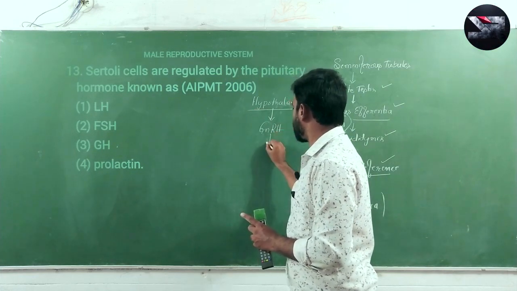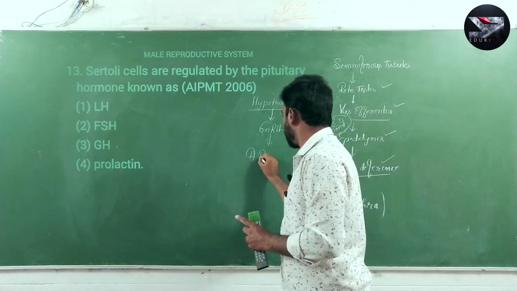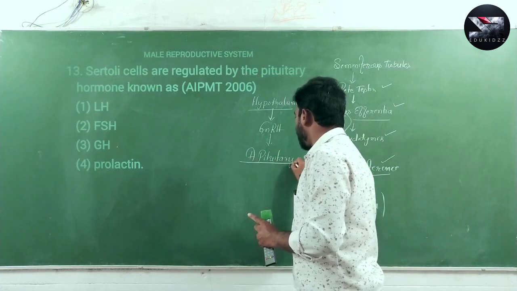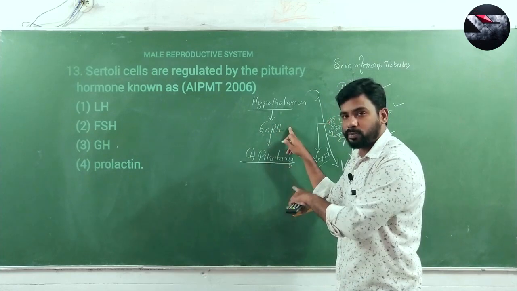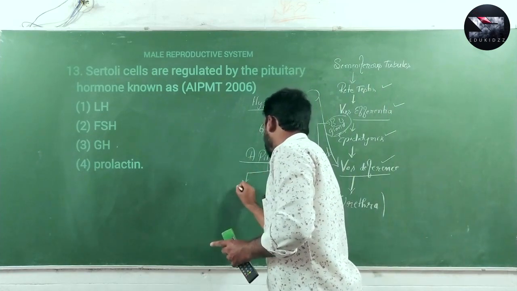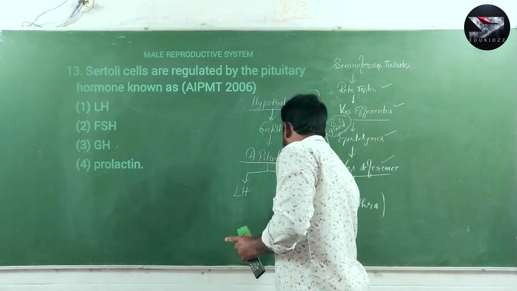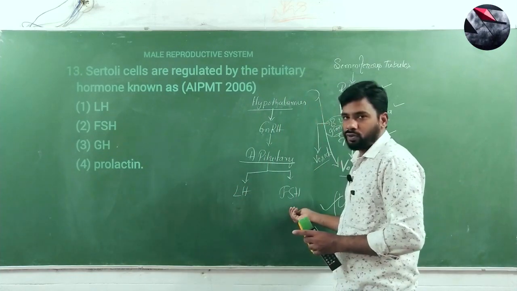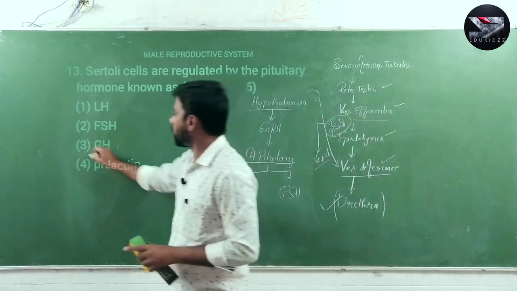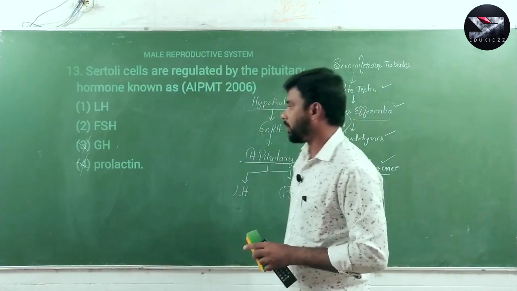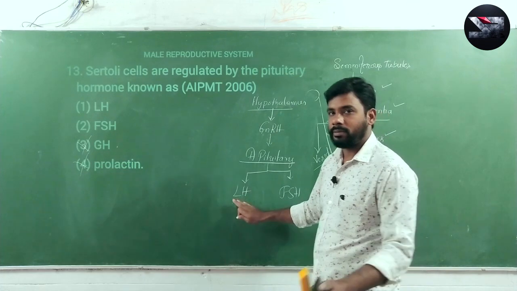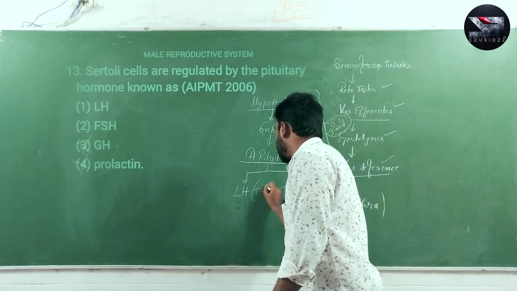So this GnRH acts on the anterior pituitary gland. The anterior pituitary gland, in response to the GnRH, secretes two gonadotrophins, LH and FSH. Only these two can act on testis, not others. So we eliminate option 3 and option 4, which are not possible. Now let us take what is the function of LH and FSH. LH in males is also called ICSH.